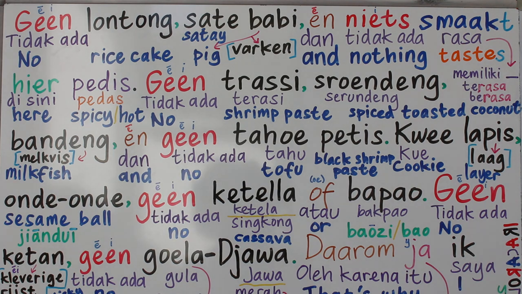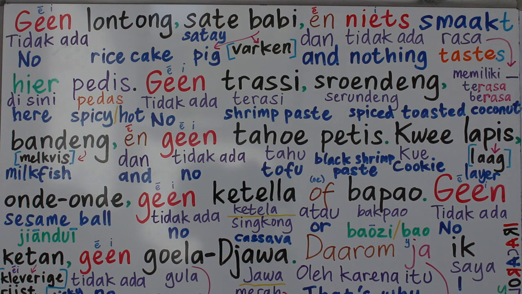And this one, lontong, is the Indonesian version of rice cake. It is different from tteokbokki or Korean rice cake. With the Indonesian version, you can still see and feel the rice there. It's not chewy, but it is rice that becomes together, cake-ish.